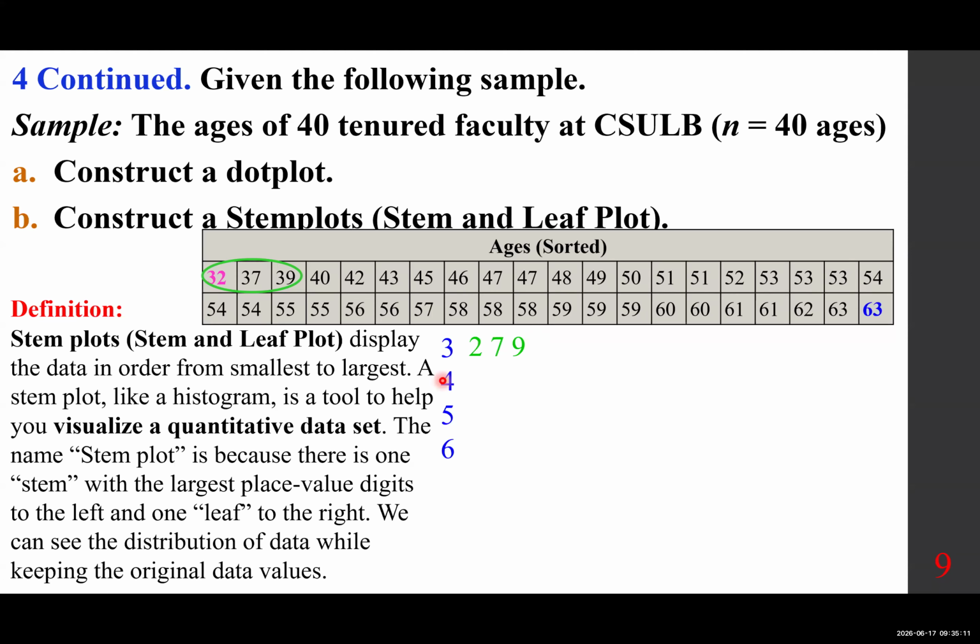Now, the next one is 5. So I'm going to put 0, 1, 1, 2, 3, 3, 3, 4, 4, 4, 5, 5, 6, 6, 7, 8, 8, 8, 9, 9, 9. That would be the next group. And the last one, I'm going to put 0, 0, 1, 1, 2, 3, 3. That's how it works.